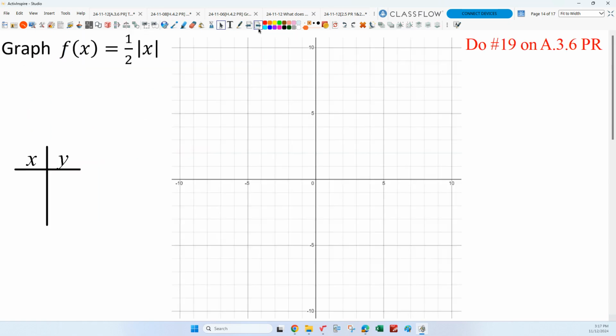All right, let's just try a couple of these. So what about one like this? We'll just go through some examples. So f of x equals 1/2 times the absolute value of x. Okay, you tell me real quick, what is A?